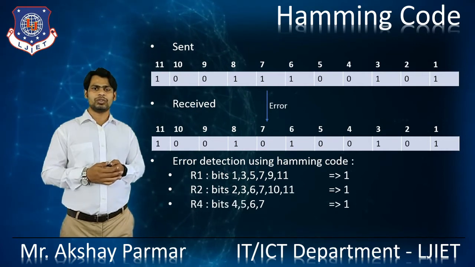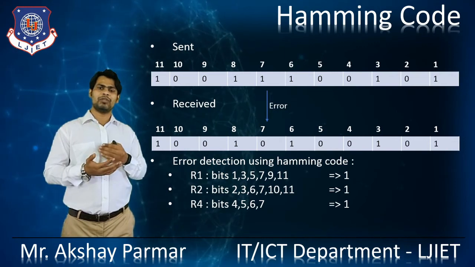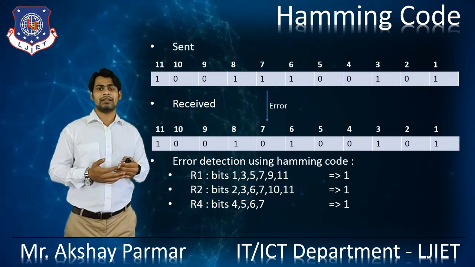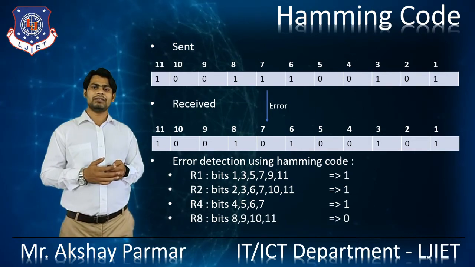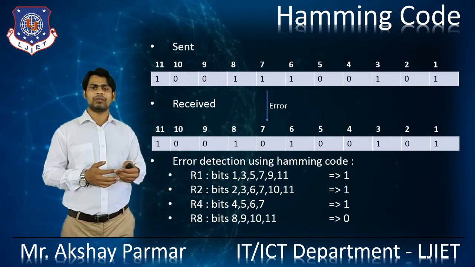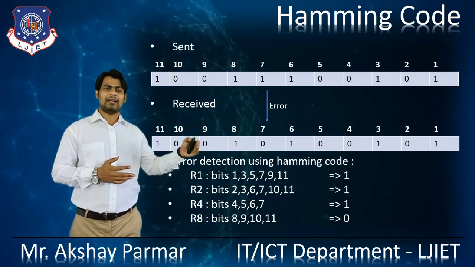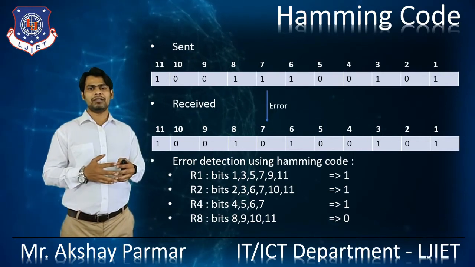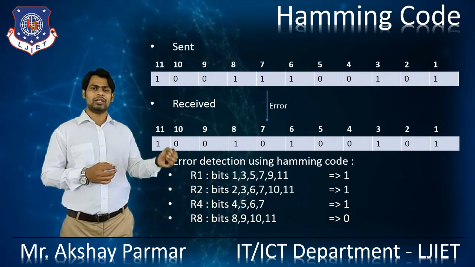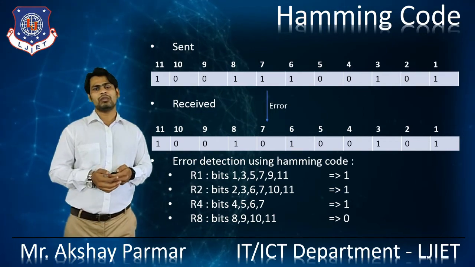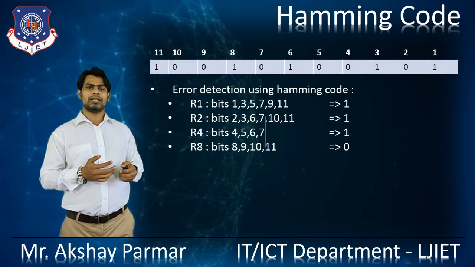At the 4th position, for the redundant bit we are selecting the data bits at positions 4, 5, 6 and 7, and we are getting the redundant bit as 1, right? And likewise at the R8 position, we are taking the bit sequence 8, 9, 10 and 11, and checking the even parity, we are getting 0 at the R8 position, right? So if we put that value in the sequence, what is that sequence?